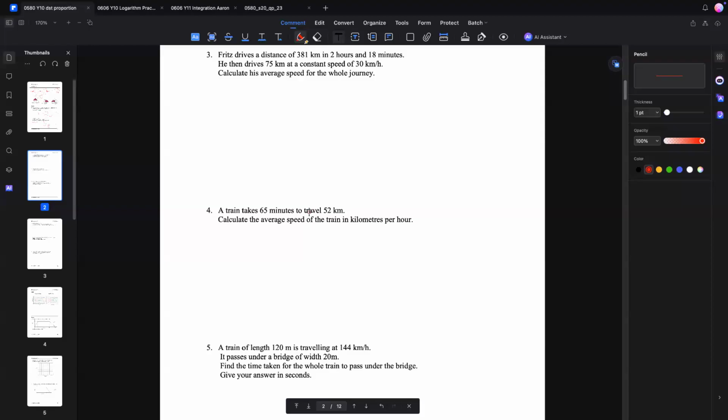So average speed, what is your formula? Total distance over total time. So make sure you add your total distance and then add your total time together. Then only you do the divide. Does everyone know how to find average speed? What is the formula for average speed? Yes, very good. Total distance over total time.